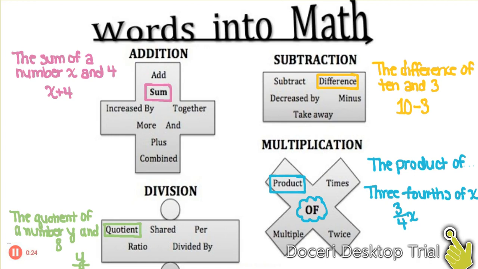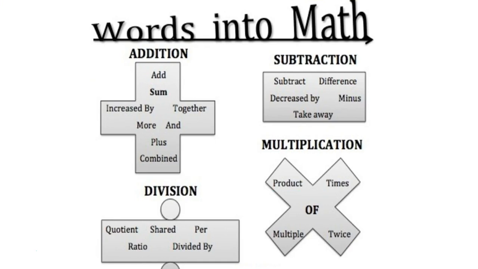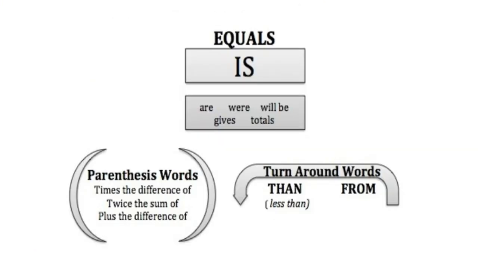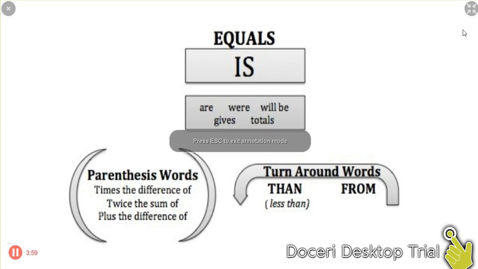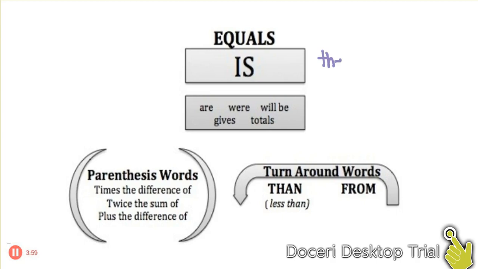And then of course twice. Twice means to multiply by 2. We could also use triple, which would mean to multiply by 3. So those are some ones to watch out for as well. And then we have equals. Some words that mean equals are is, are, were, will be, gives, totals. And then there's one I would like to add. One that sometimes is used is when you see the same as. So if you ever see the words the same as, that also means that we are talking about equals.